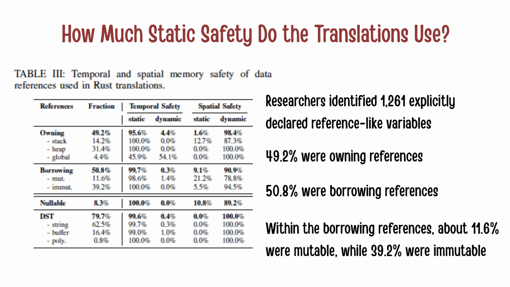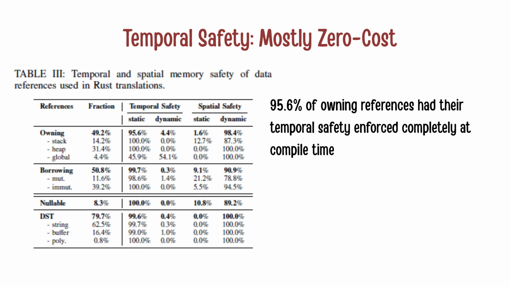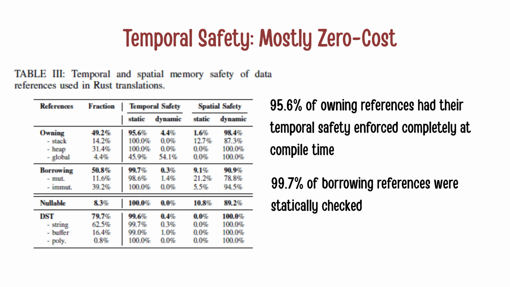But the really interesting result comes when we look at when Rust checks their safety. Remember that temporal memory safety is about preventing problems such as use after free and dangling references. And this is where Rust performs extremely well. About 95.6% of owning references had their temporal safety enforced completely at compile time. For borrowing references, the number was even higher. 99.7% were statically checked. That means the Rust compiler was able to prove that these references would not outlive the objects they pointed to without requiring runtime checks.